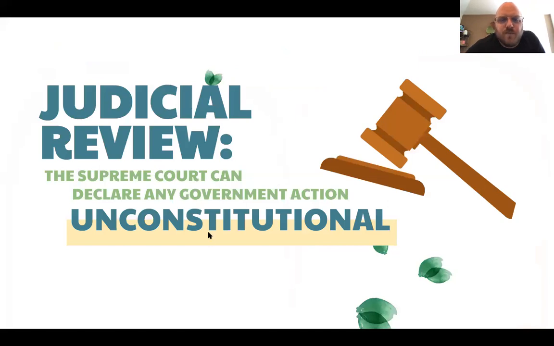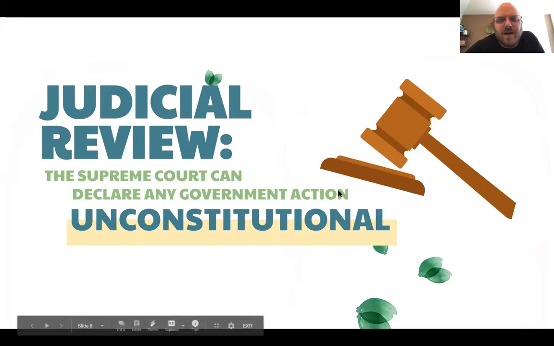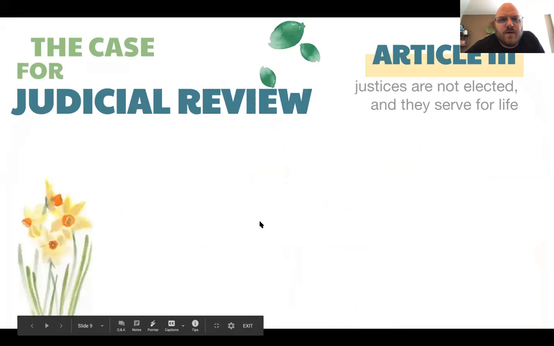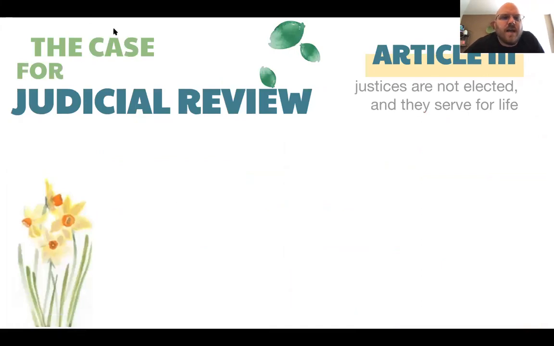Judicial review, okay? So judicial review, the Supreme Court can declare any government action unconstitutional. So the case for judicial review comes from Article 3. The justices are not elected, and they serve for life. So it removes them having to run for re-election. They don't have to cater to people voting for them. Once you are on the Supreme Court, you are there for life.